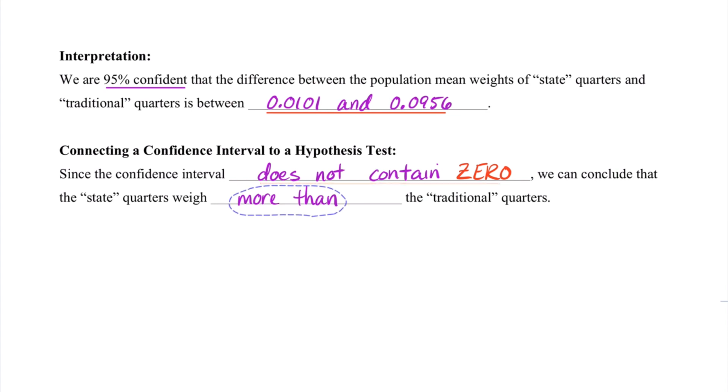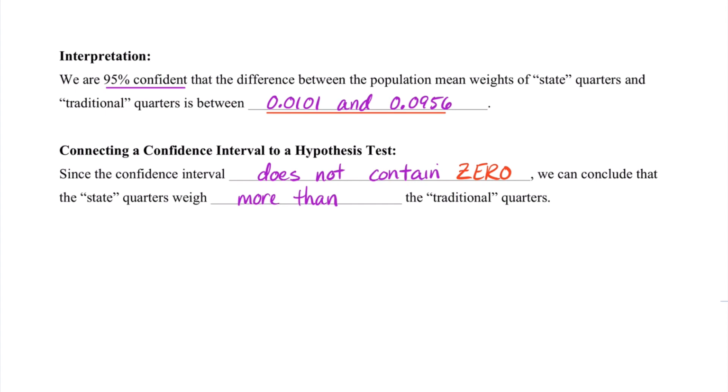Now the second layer is that we're able to say that state quarters weigh more than traditional quarters. And that's because our confidence interval contains only positive values. Remember, our comparison was from state to traditional. And since our confidence interval represents the mean difference between those two populations, if we have a positive result, it means that state quarters must weigh more than the traditional quarters. If these two values were negative, then that would tell us that the state quarters weigh less than our traditional quarters.